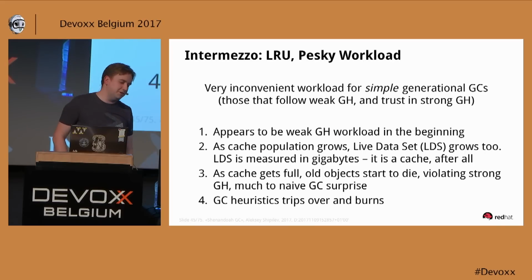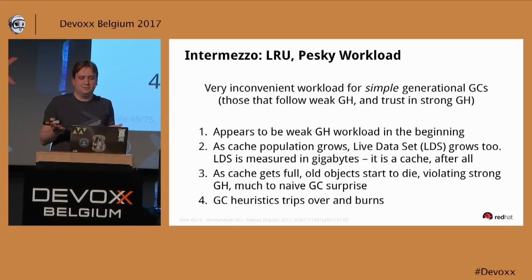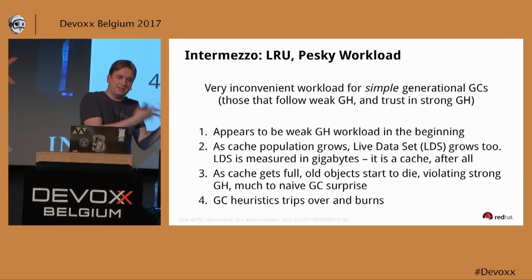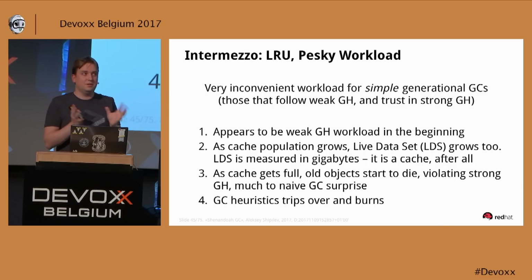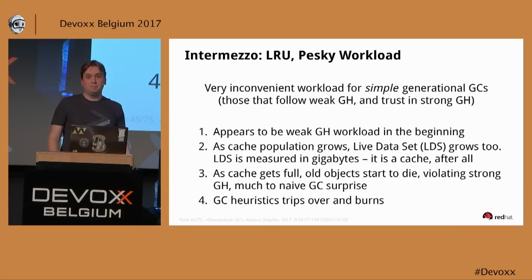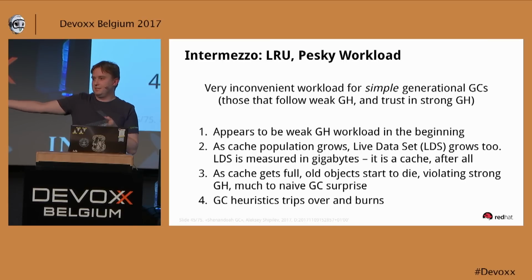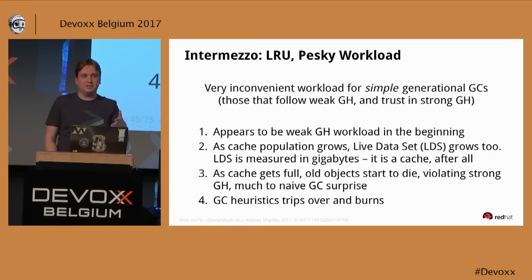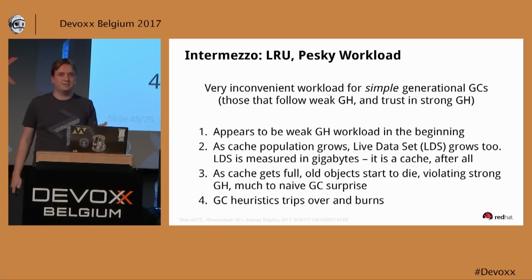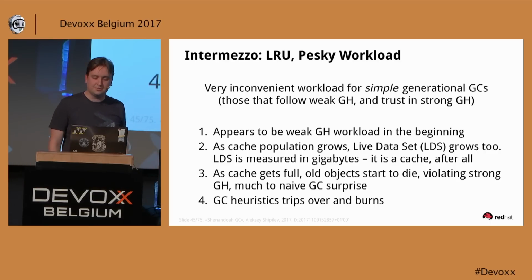And this is a very inconvenient workload for the simple generational GCs, because once your cache is not full and it starts to fill, it works as the weakly generational workload, because some objects die young, indeed, some of the temporaries. The objects that have been promoted are just kept referenced by the cache. Everything is fine. But then the cache gets full, and because it's a cache, it has the multi-gigabyte live data set there. It starts to reclaim the objects that were there the oldest, probably. Thus, it suddenly stopped being a generational workload there.